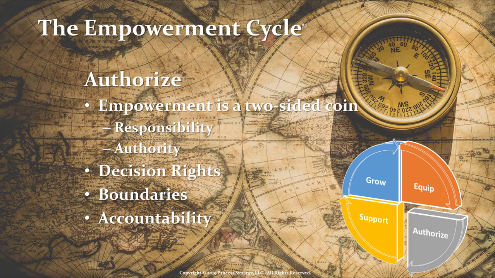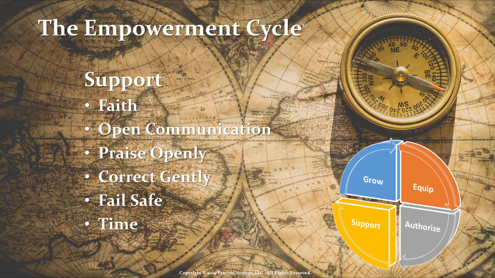And lastly, they must be accountable for the results. Since in the equip step you made clear your outcomes and expectations, you both must agree on how they will be held accountable for achieving these. The next step is support. You must actively demonstrate your support for the person or team you are empowering.